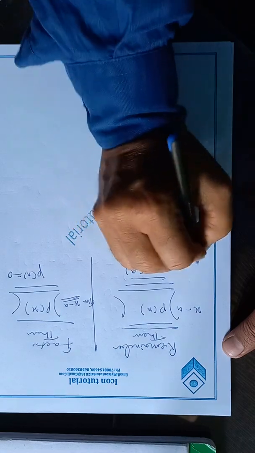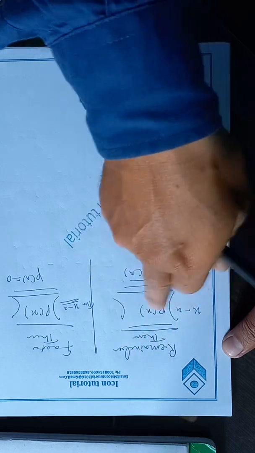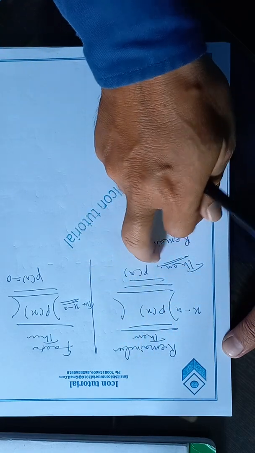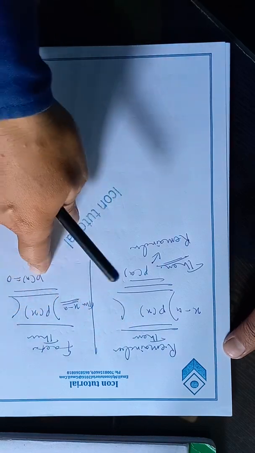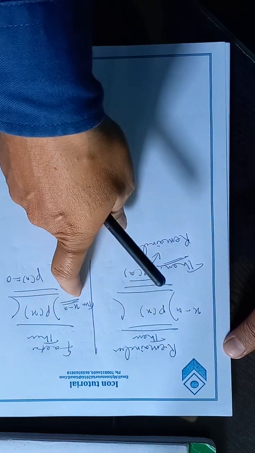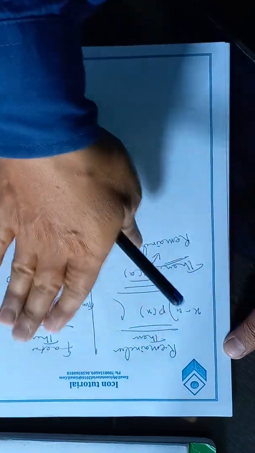In the remainder theorem, if p of x is a polynomial divided by x minus a, then p of a is the remainder. But here, what is given? If p of x is a polynomial and p of a is equal to 0, that is given, then x minus a is a factor of that p of x. I hope you understood the remainder theorem and factor theorem.